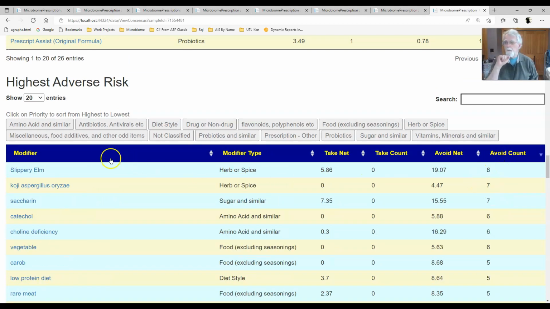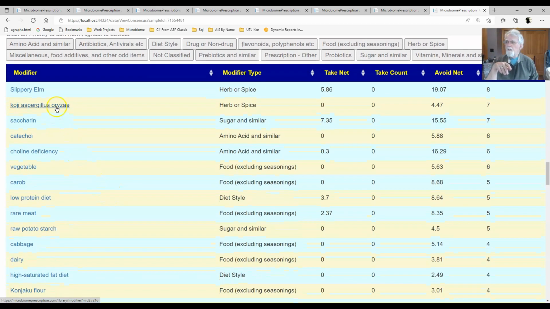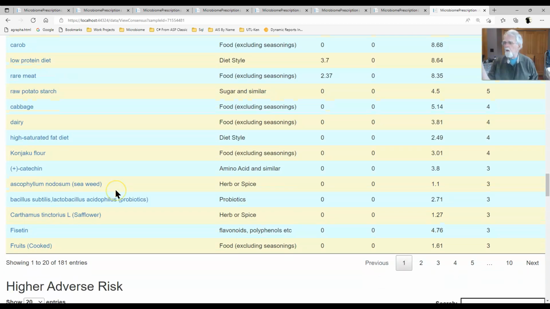Double click. Slippery elm sitting right at the top. This is a type of yeast, which could be problematic. Saccharin. Chlorine deficiency means having a diet which is deficient in chlorine. So basically, it's inadvertently saying you should be doing chlorine. Carob. Notice that cacao is a plus. Carob, which is a common substitute for cacao, is a negative. They have different impacts on the microbiome, etc.